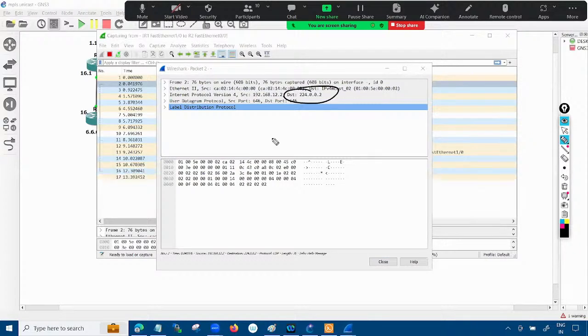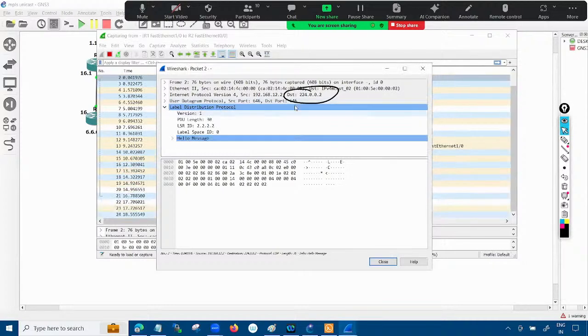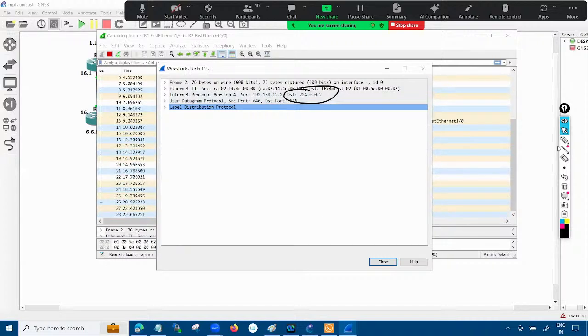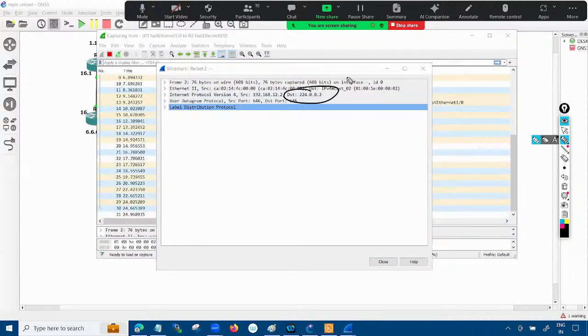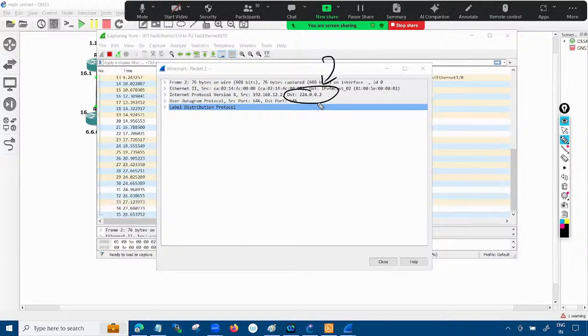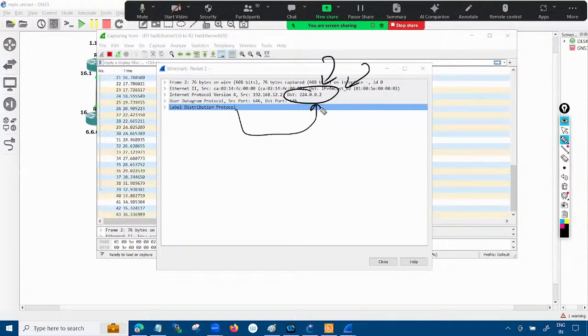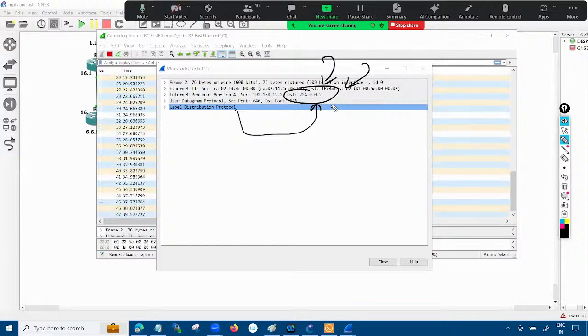The port number is 646. It's the Label Distribution Protocol, and it's a hello packet. The task for you is this: the multicast address 224.0.0.2, LDP uses it. Is it also used by some other protocol in networking? Just check it and let me know.